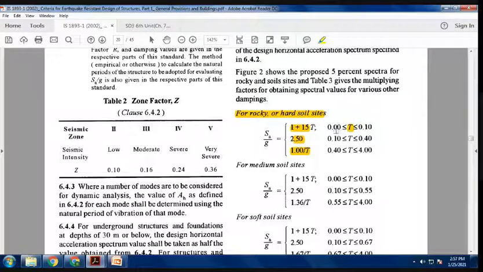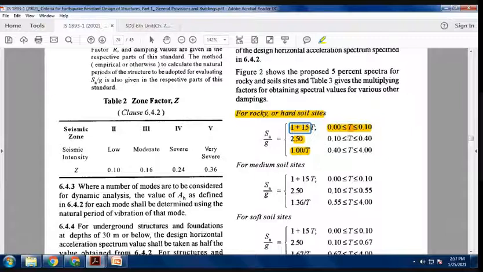Suppose it is lying between 0.00 to 0.10. Suppose you have got t equals to 0.05. Then you should check the range. It will fall under this one, meaning 0.05 lies between 0 and 0.1. Therefore, Sa by g is calculated as 1 plus 15 times the T.